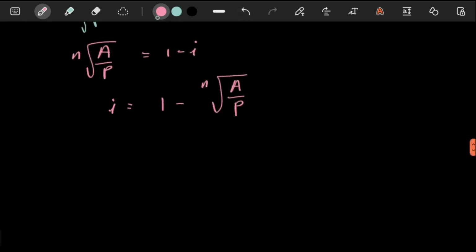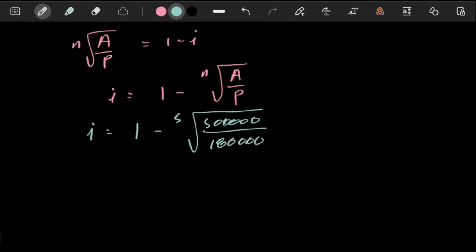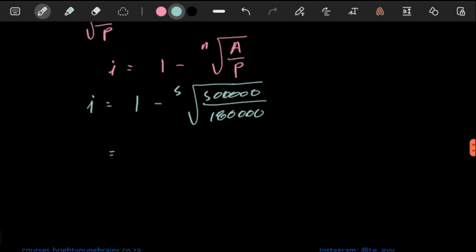There we go. So let's work out i now. Let's put everything into our calculator. n is 5. A is 180,000 and P is 500,000. Nice. Let's put everything in the calculator. That's the way. I like it.